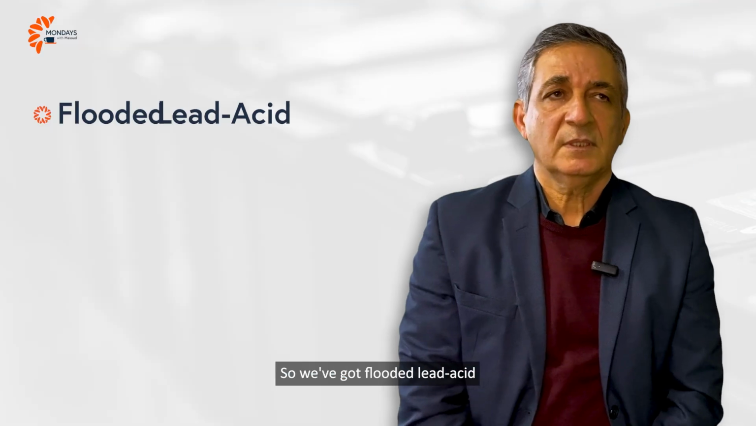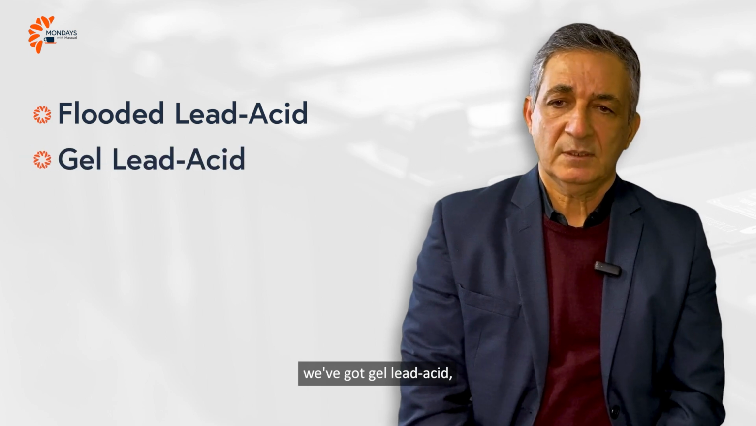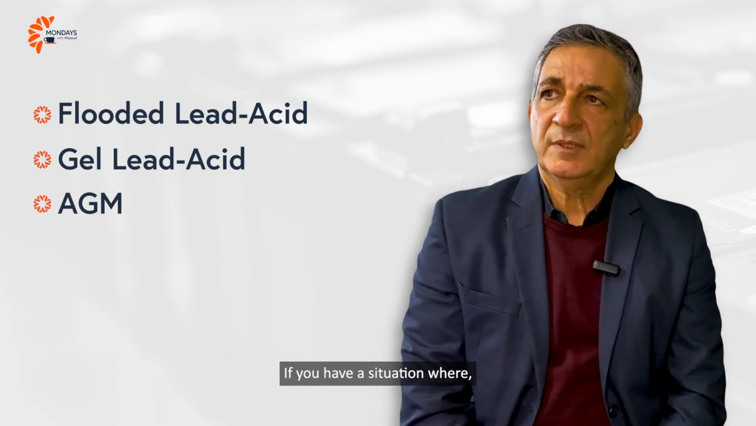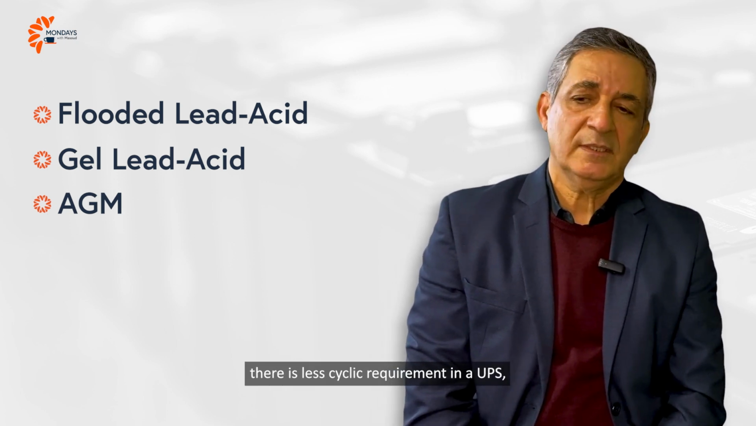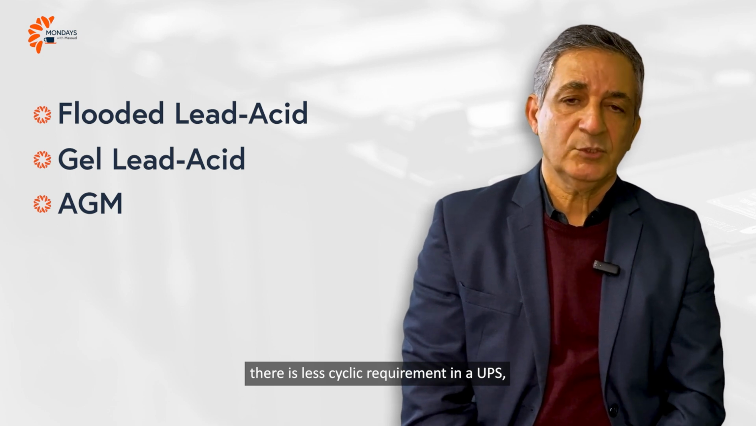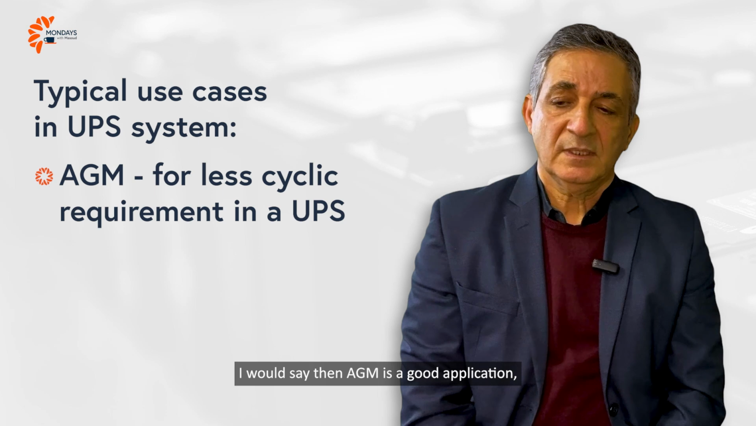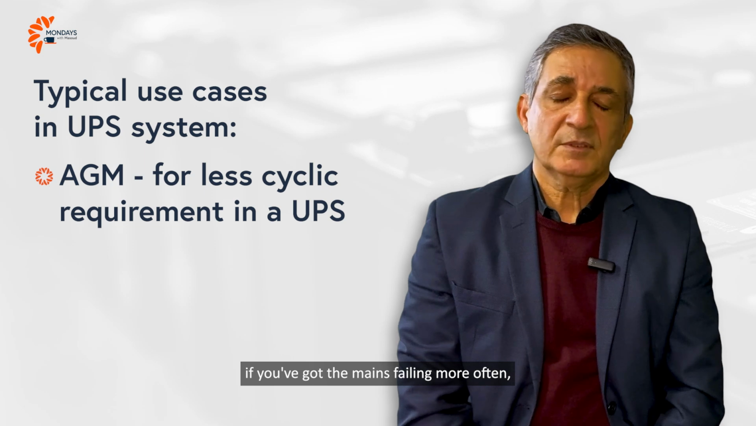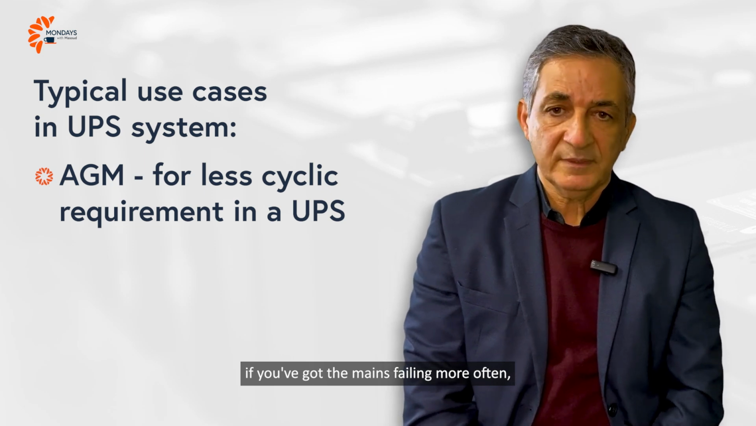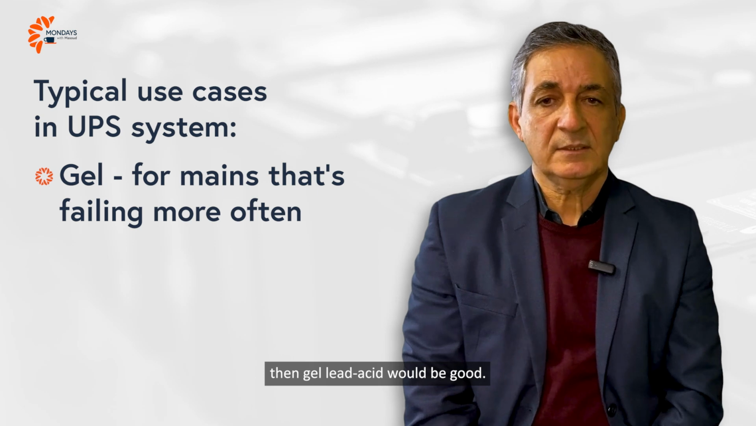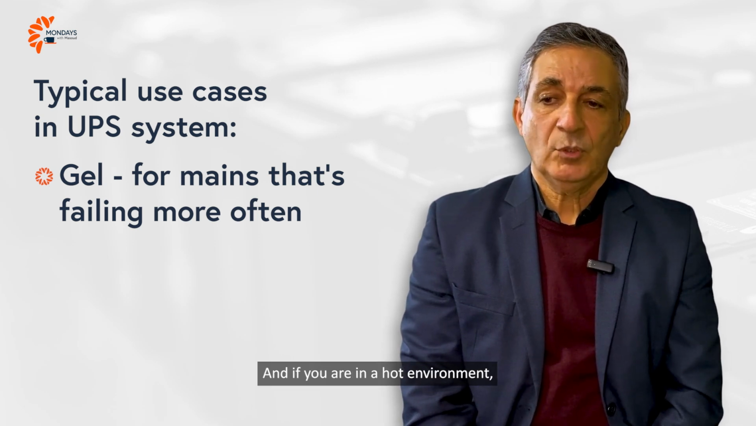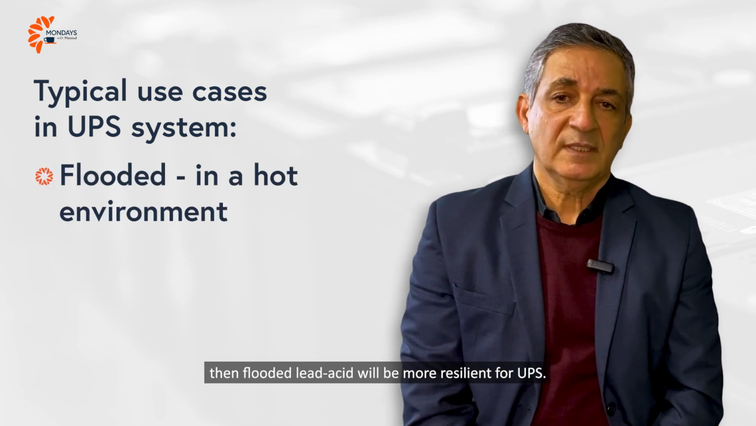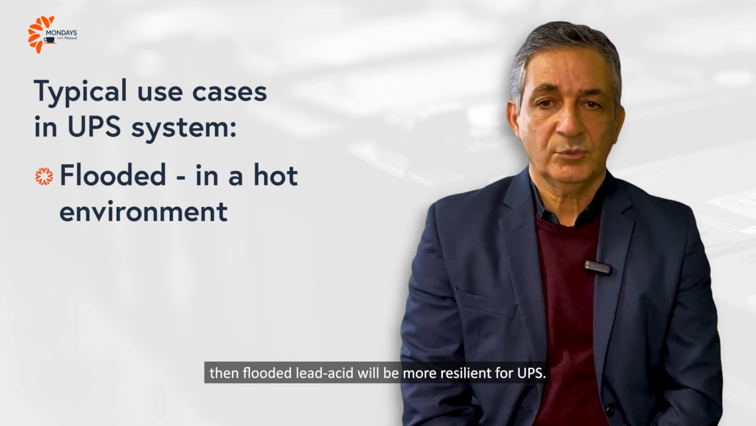So we've got flooded lead acid, we've got gel lead acid, gel electrolyte, and we've got AGM. If you have a situation where there is less cyclic requirement in a UPS, I would say then AGM is a good application. If you've got the mains failing more often, then gel lead acid would be good. And if you are in a hot environment, then flooded lead acid will be more resilient for UPS.